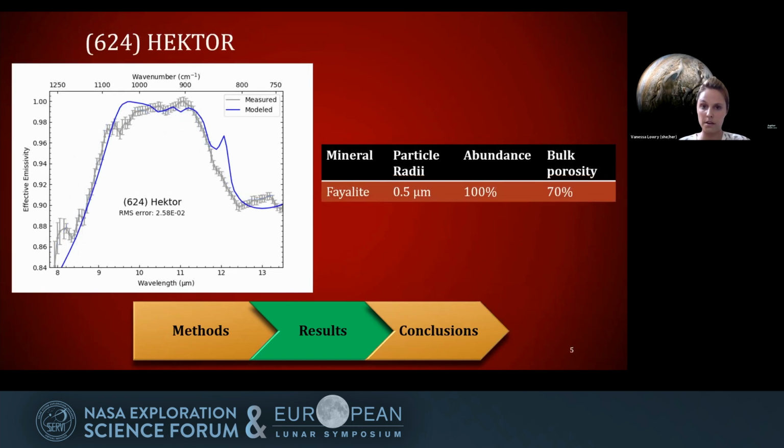The next asteroid I modeled was 624 Hector. This asteroid is in the same group, L4, as 911 Agamemnon, the last asteroid on the last slide. Both were fit with 100% fayalite at the 0.5 micron size. This one was fit with a 70% porosity, so very similar to the last asteroid. So this could possibly suggest a compositional trend among the L4 group. However, a lot more observations and modeling is needed.